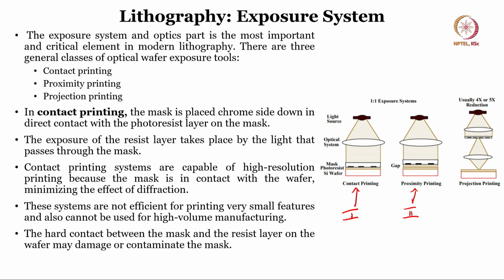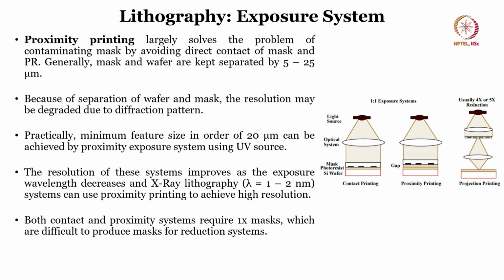So, let us go to the next slide. Proximity printing largely solves the problem of contaminating the mask by avoiding direct contact. You can see here there is a very small gap between the mask and the wafer. Now, because of the separation of wafer and mask, the resolution may be degraded. Practically, a minimum feature size of 20 micron can be achieved. The resolution of this system improves as the exposure wavelength decreases. For example, for X-ray the wavelength is about 1 to 2 nanometer, so we can have a better resolution. Both contact and proximity printing require 1x masks, which are difficult to produce for reduction systems.